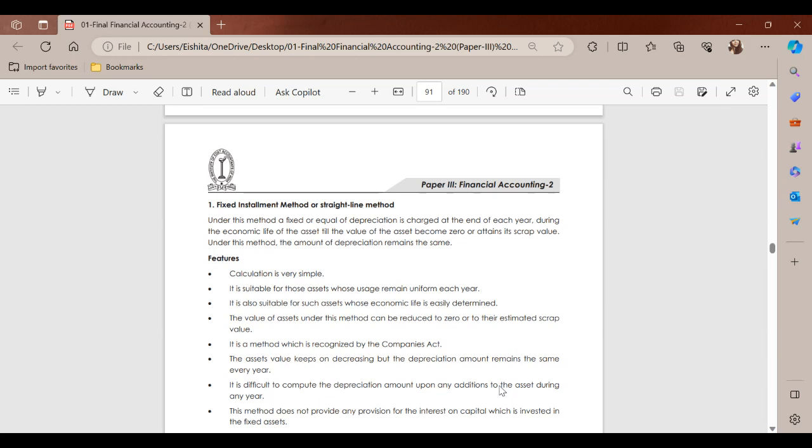During the economic life of the asset, until the value of the asset becomes zero and attains its scrap value, the amount of depreciation remains the same. So depreciation every year under the straight line method is exactly the same. I will explain how the depreciation under SLM is computed.